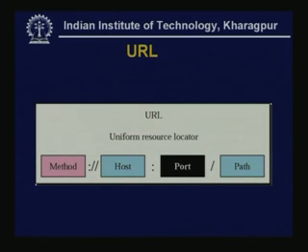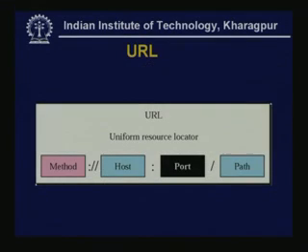So, this way all the resources which are located in any of these machines which are connected to the internet and have a proper public IP address, all of them can be uniquely specified. So, this is basically the heart of the addressing scheme for HTTP.